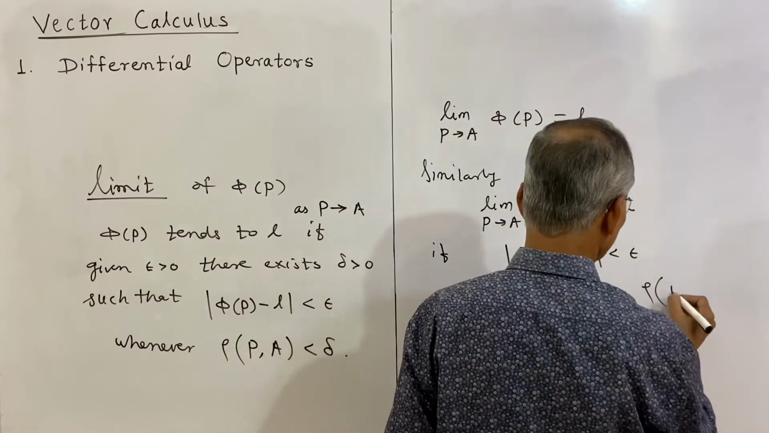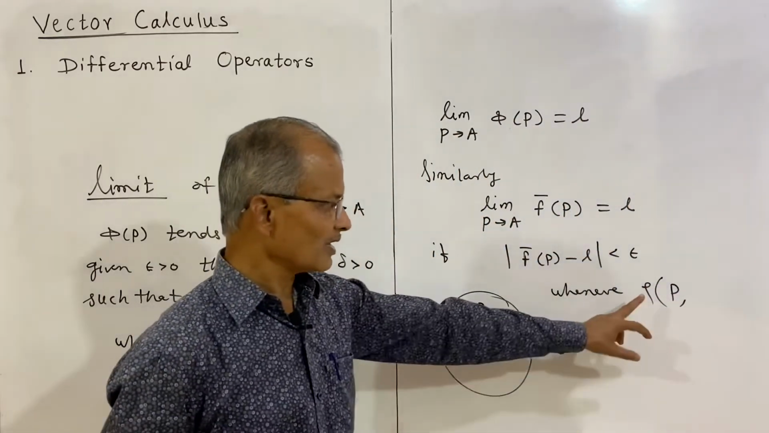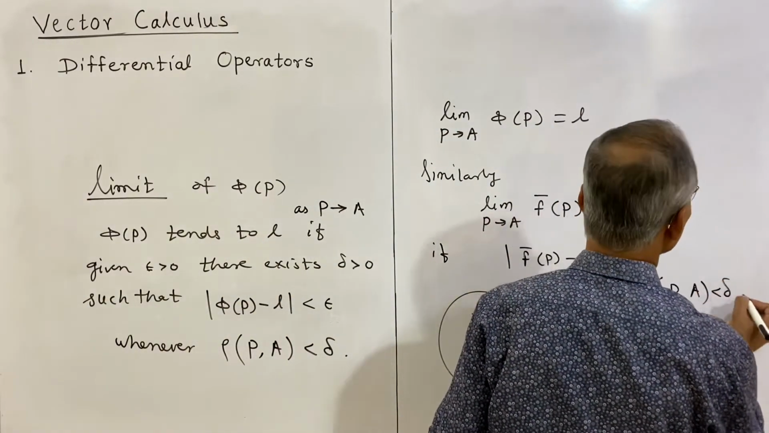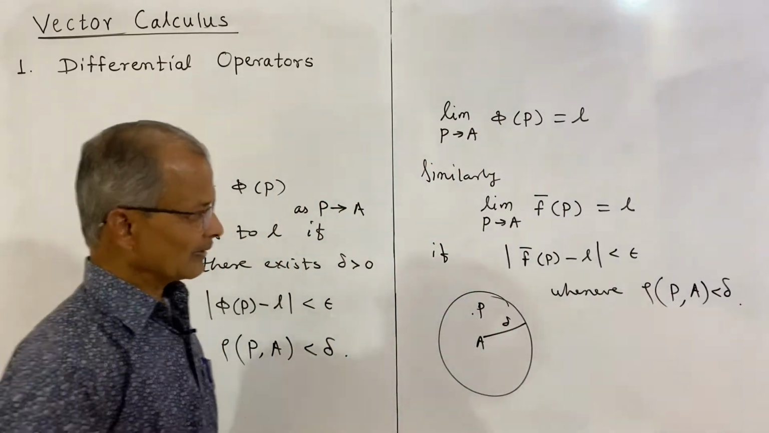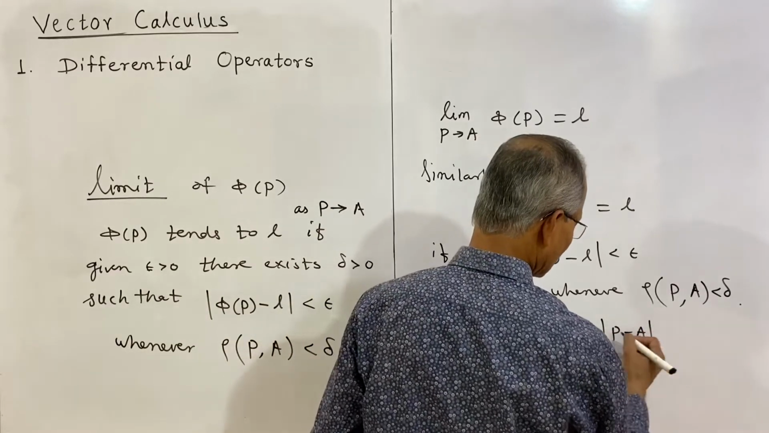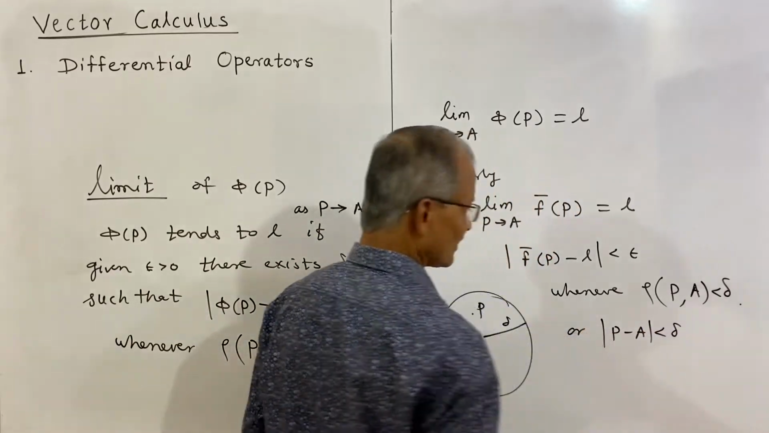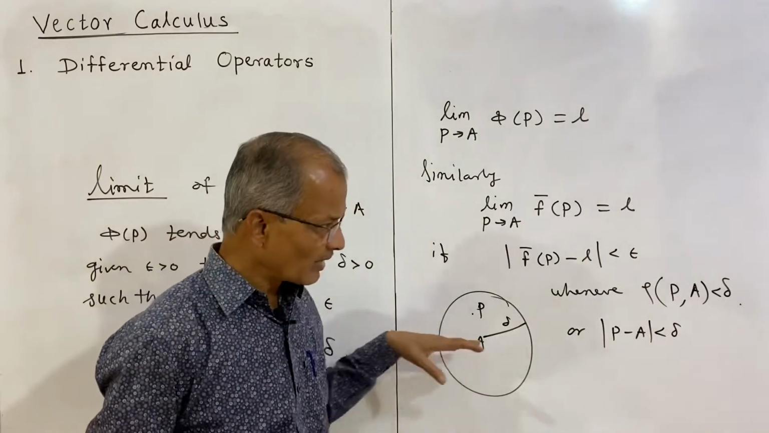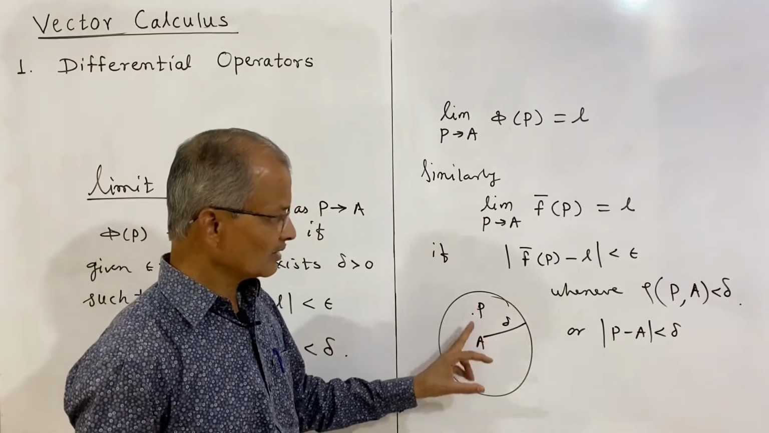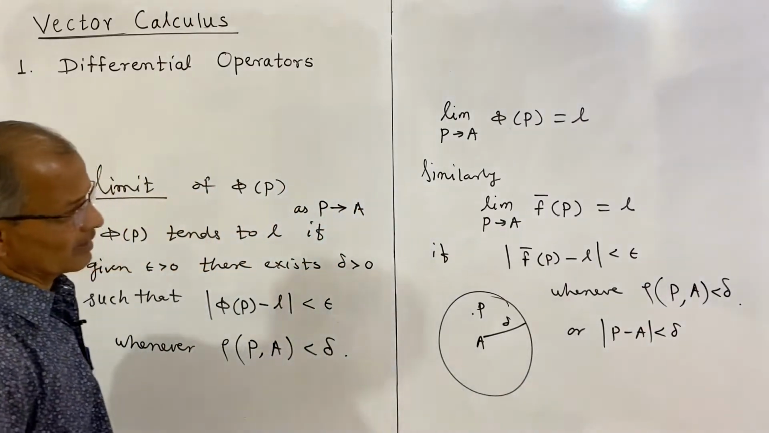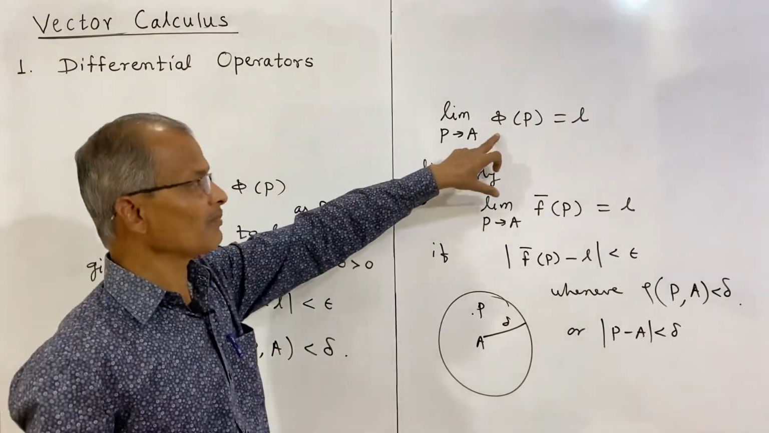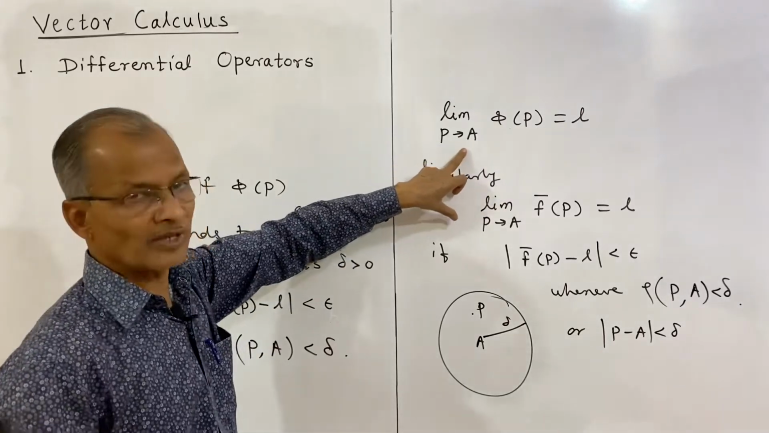the distance between P and A, which I have denoted by rho, which is a metric, is less than delta. Or that can also be considered, if it is a line, then that will be mod of P minus A, the absolute difference of P and A is less than delta. But it is not a line, it may be a region in space, and therefore we measure the distance by rho less than delta, and that is the notation for limit. Limit of phi P is L as P tends to A, P approaches towards A.